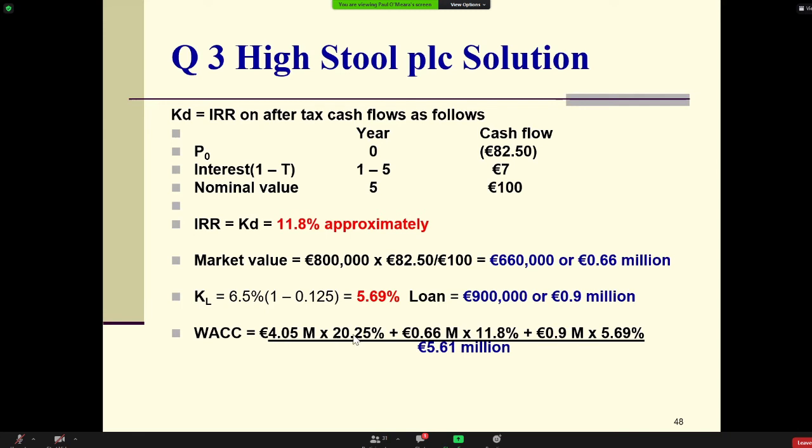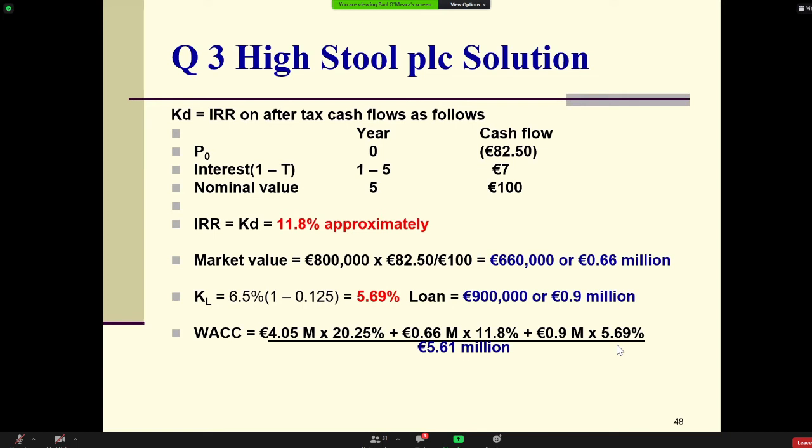4 million by about 20%, 0.66 million by about 11.8 or 12%, and 0.9 by 5.7 or so percent. Below the line is the sum of the weights. Now this will be up on Moodle, so don't worry if you don't get to take all the detail down. But you have to remember, I have three costs, 20.25, 11.8, and 5.69. We're going to get what's called an average, somewhere between the 20 and the 5 or 6% there.